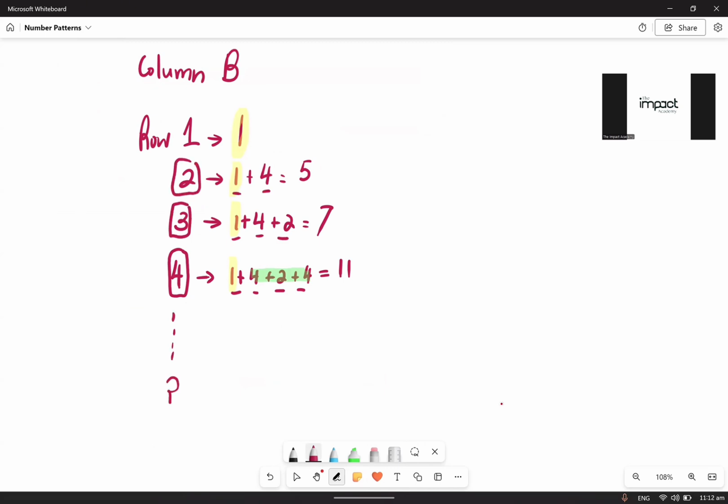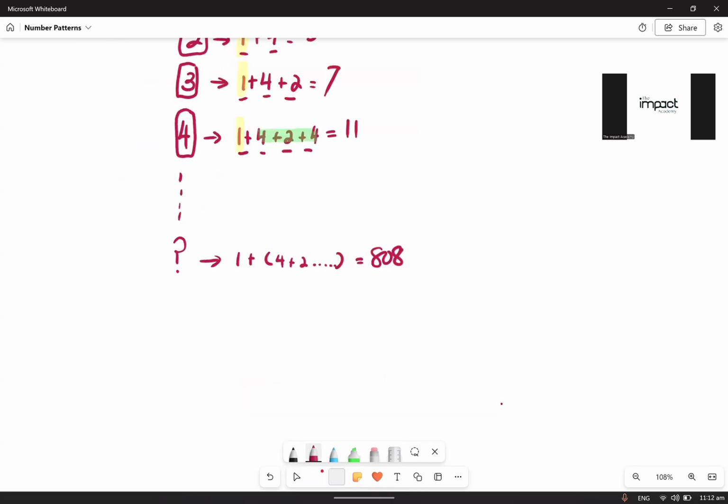So over here, we are trying to find which row will I be able to see 808. We want to see whether that's possible. From here itself, very simple. Because over here you can call it in sets, the first thing I ask myself is what is the value over here? The value must be 808 minus 1. Why do I remove 1? Because the first digit is 1. So I know that the remaining amount, which is 807, has to fall in this bracket. One set is equal to 4 plus 2, which is equal to 6.